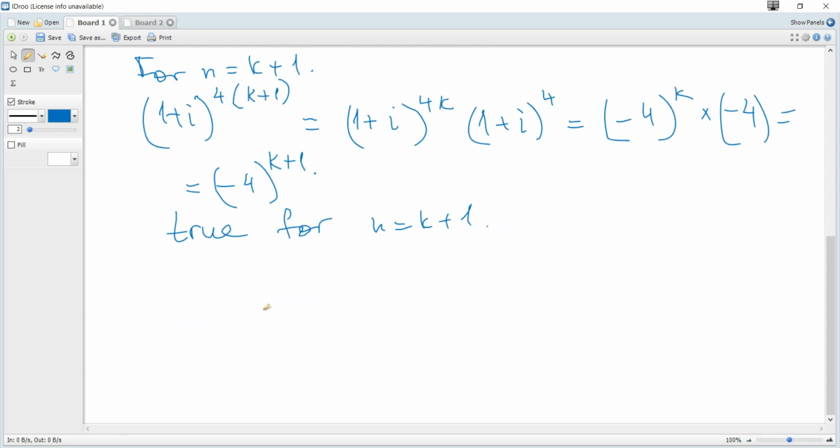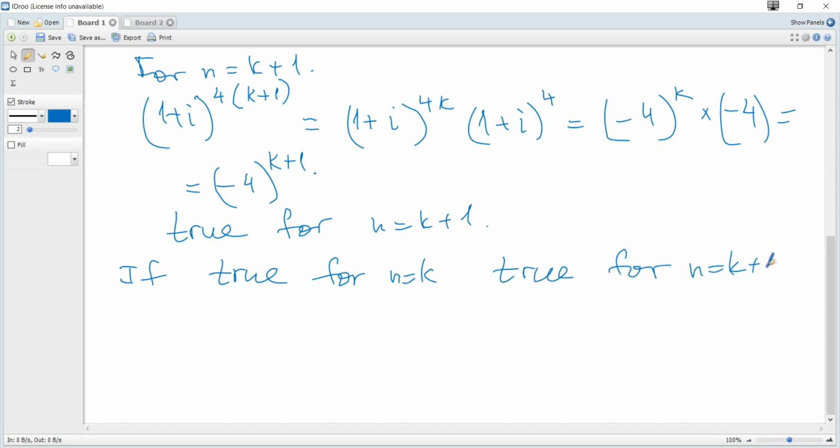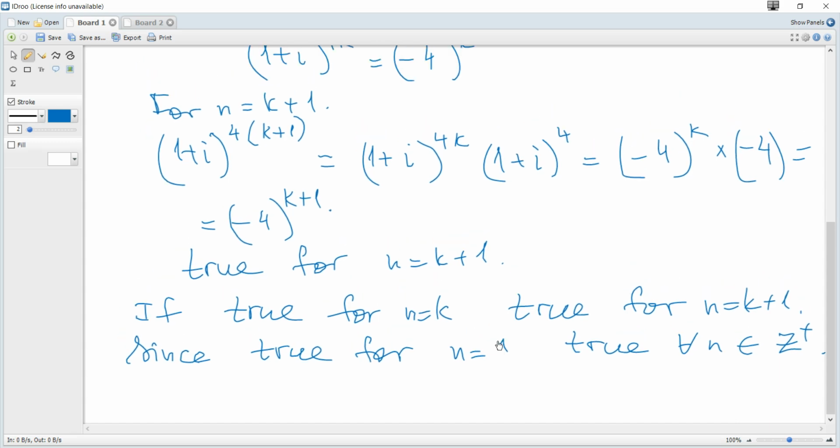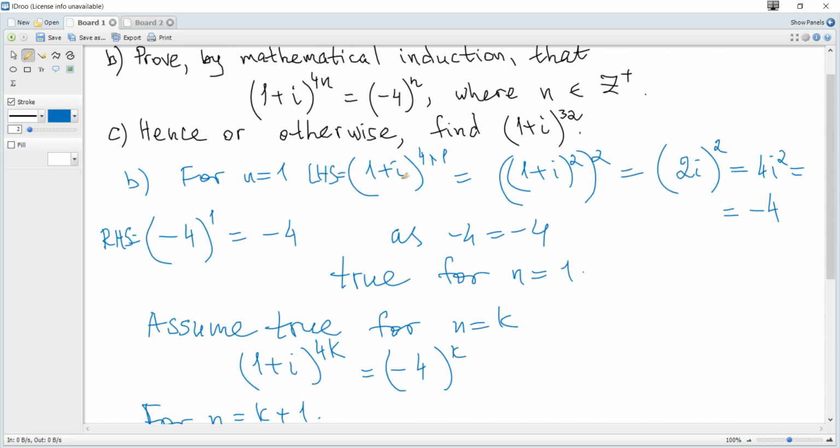And conclusion: if true for n = k, then true for n = k + 1. Since true for n = 1, true for any n that is a positive integer. And that's all for this question.